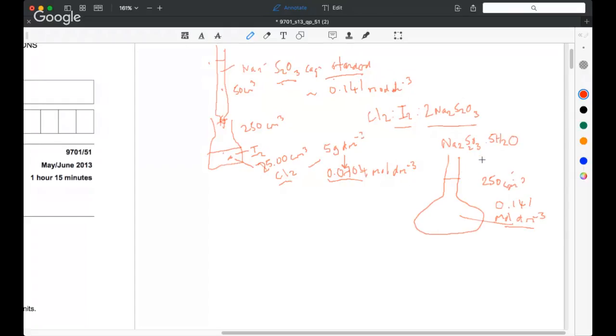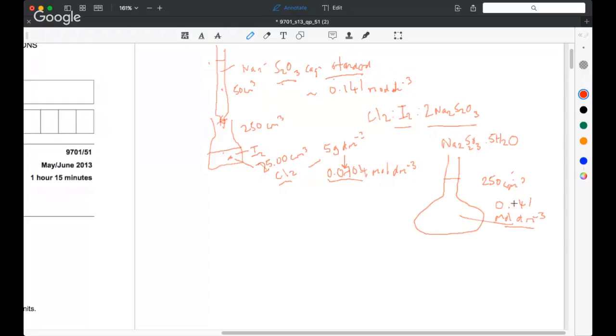Now, if we had to make up a litre, then we put 0.141 moles in. But you're not making up a litre, you're making up a quarter of a litre. So the number of moles that you're going to have in there is not 0.141, but 0.141 divided by 4. That's dilution. Does that make sense?